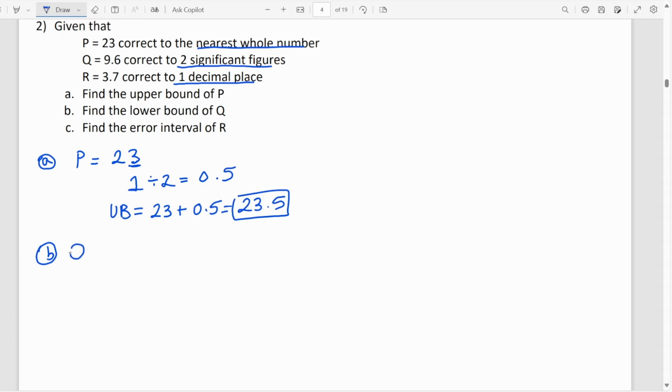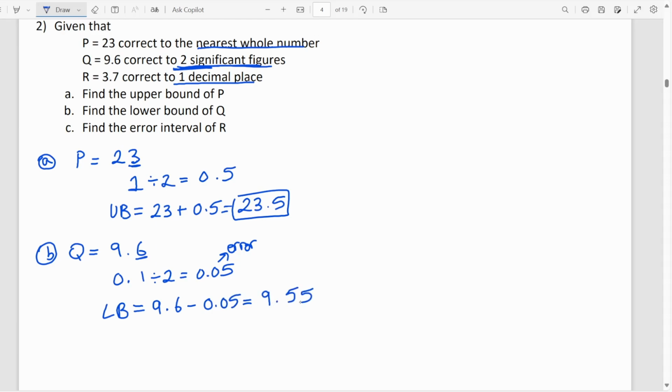Now, Q is equal to 9.6, and this is a rounding to two significant figures. So this is the first significant, this is the second. We replace the second by a 1 and everything else by a 0. And don't forget your point. So 0.1, and we divide that by 2 to find the error, which is 0.05. This right here is the error. So the lower bound will be the original 9.6 minus 0.05, and we get 9.55.